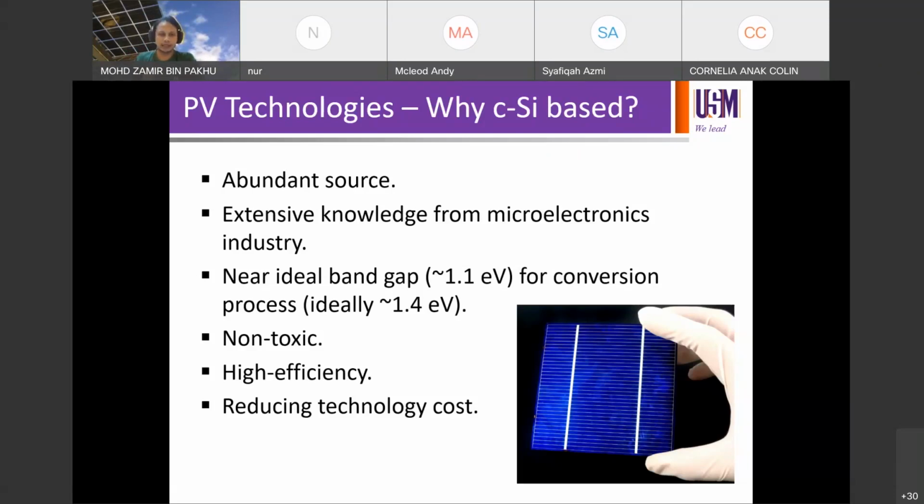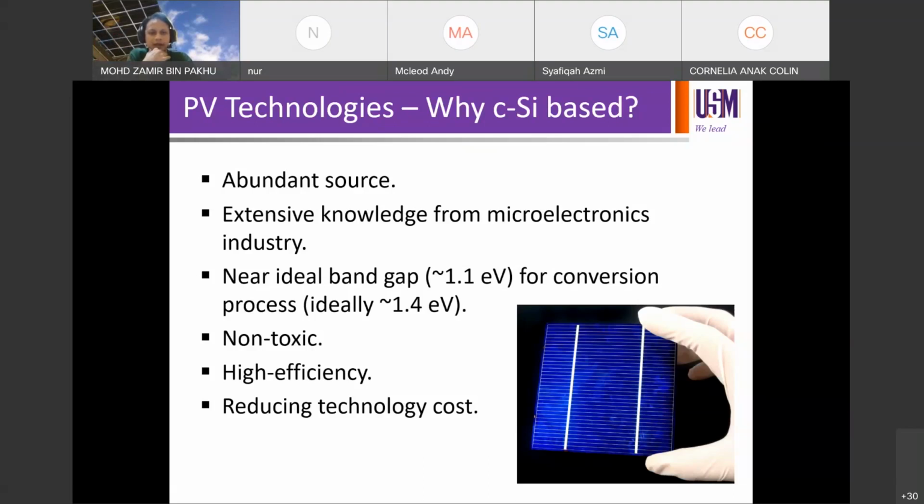The silicon has a near ideal band gap of 1.1 electron volt for the conversion process. The ideal for PV conversion is about 1.4, which is close to gallium arsenide. Gallium arsenide is 1.4, cadmium telluride 1.4, 1.5. But silicon is not that bad.